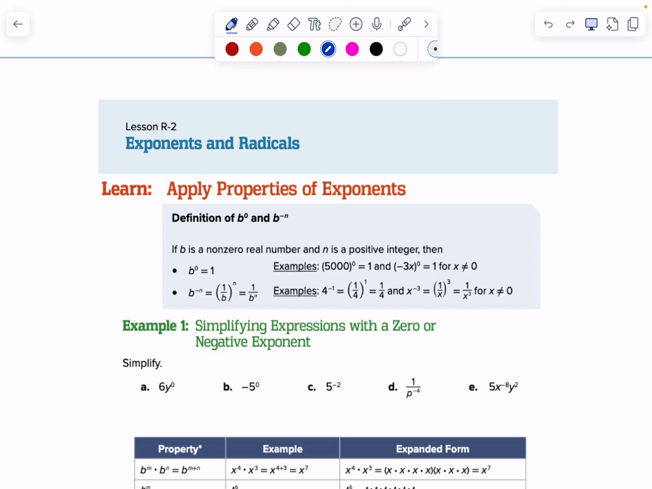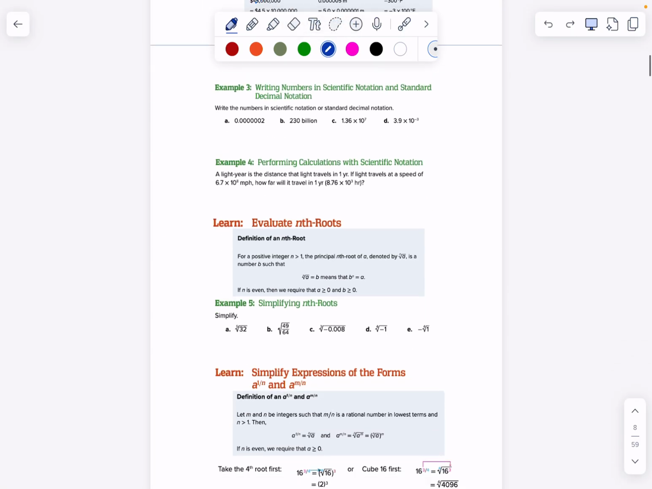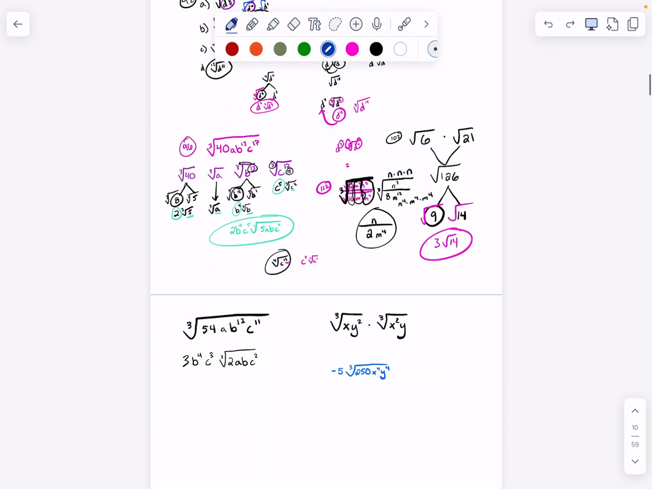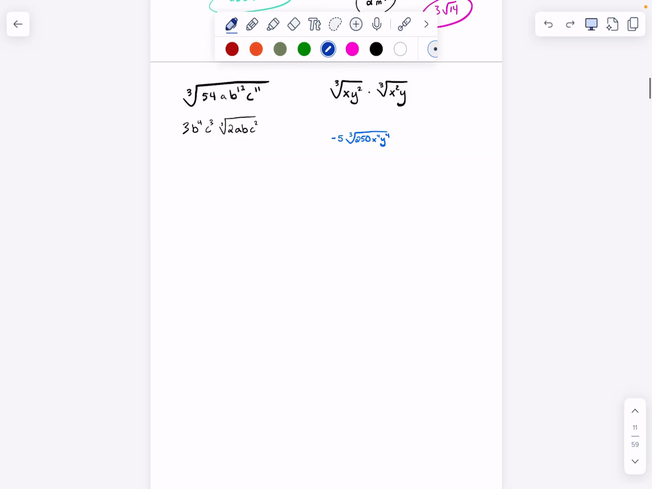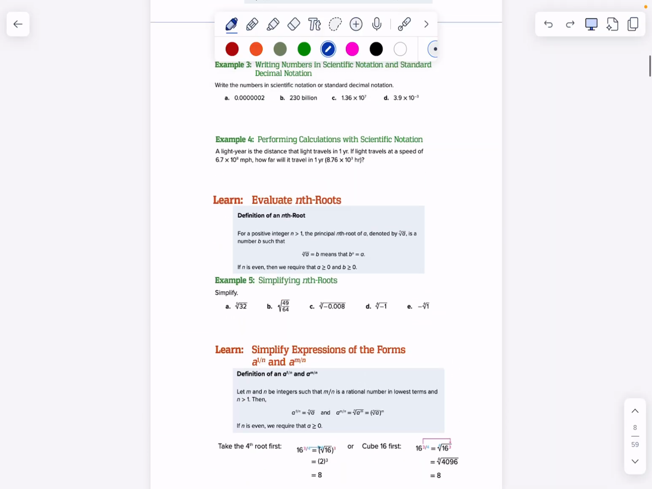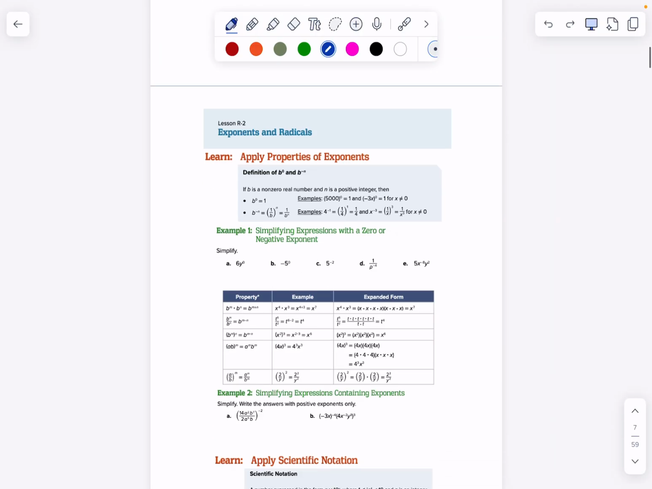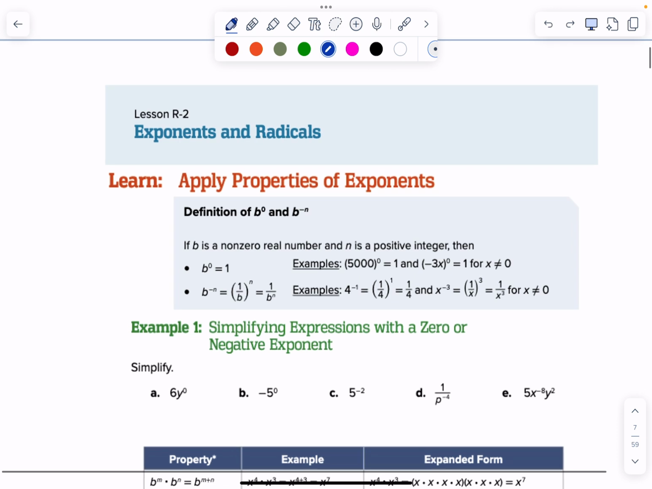Okay. Are we ready for R2? Did you guys all find these notes? R2 exponents and radicals. How many pages is this? 1, 2, 3. Is that only 3? Okay, but there's lots of examples, like 9. And on each one there's like an A, B, C, D, E, F, so it will still take some time. The homework too.